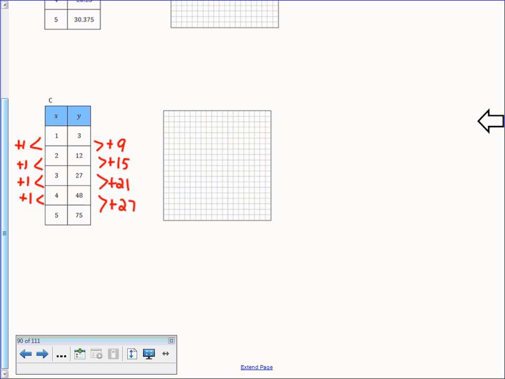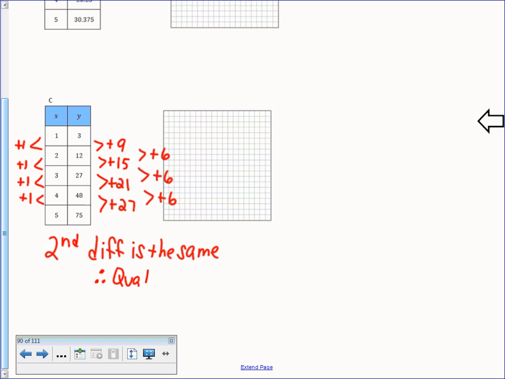Let's take a look at the second difference. When I go from 9 to 15, I'm going up by 6. From 15 to 21, I'm going up by 6. 21 through 27, I'm going up by 6. My second difference is the same. And I told you a couple of days ago, therefore, it is a quadratic function. Beautiful. So I know I have a quadratic function.